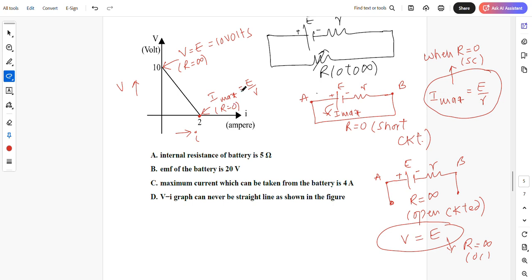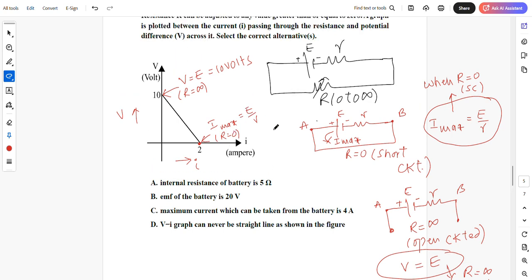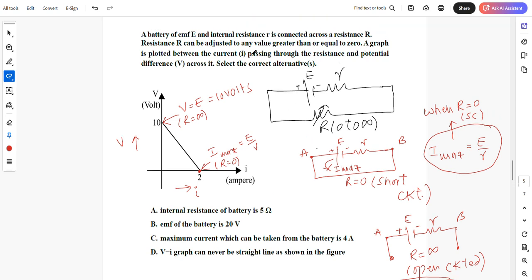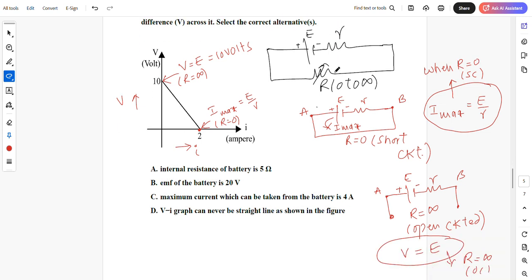And how much is I max? I max is equal to E by R. Now what exactly are we supposed to calculate? A graph is plotted between the current I passing through the resistance and potential. Select the correct alternative or alternatives. Internal resistance of battery. Now how much will I max be here? Have they given any value? Yes, I can calculate. I max is equal to 2 amperes. I came to know here.